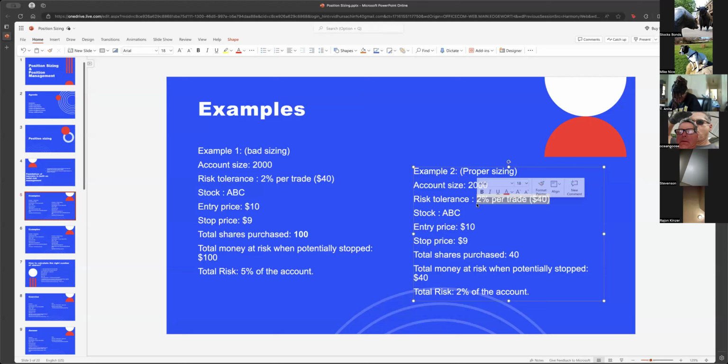So the first thing I want you to do is take your notepad and write down what 2% of your account is. So if you're trading with a $5,000 account, 2% is $100. If you're trading with a $10,000 account, 2% is somewhere around $200. So write down what 2% of the portfolio you're trading with is.